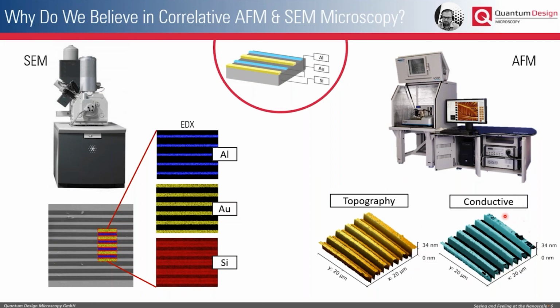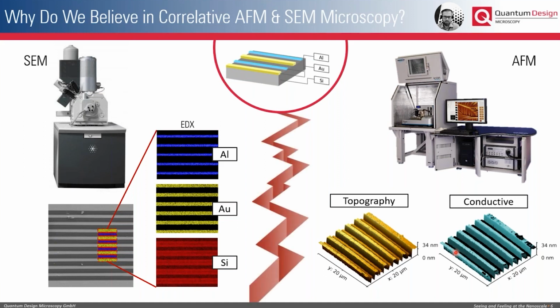And here in the conductive image, you can see that only the gold electrodes show a conductive signal, since the aluminum oxidizes in air and does not show a high conductivity in the conductive AFM image. So as you can see, there is very complementary information that you can extract from both the SEM and the AFM. But typically, between these two worlds, SEM and AFM, there's a big gap.